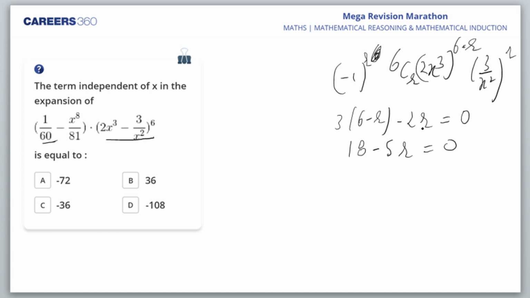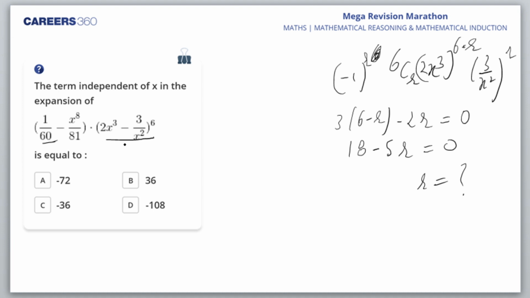18 minus 5r. So this won't give me an answer. Have I done something wrong? 3r and minus 2r, x square only is there now. If I get 2r, then I'm not getting any r here. No, it would be a fraction. I won't get any term independent of x when I multiply 1 by 60 to this.